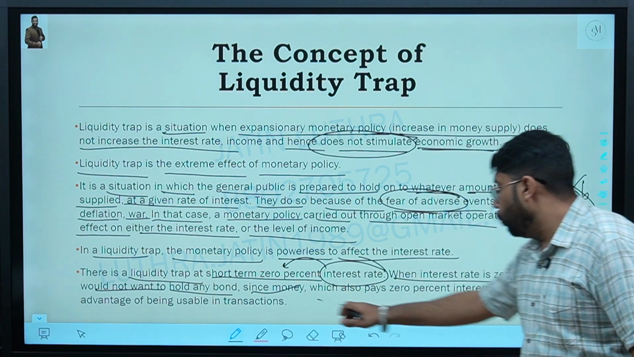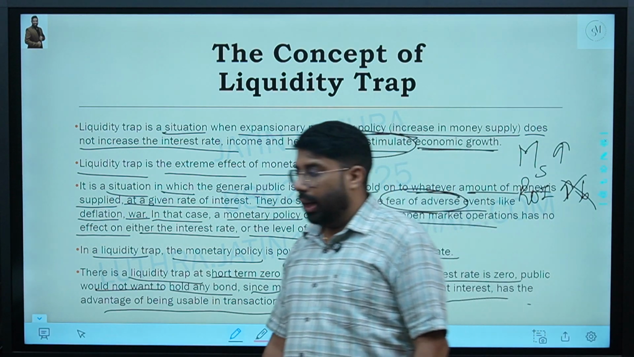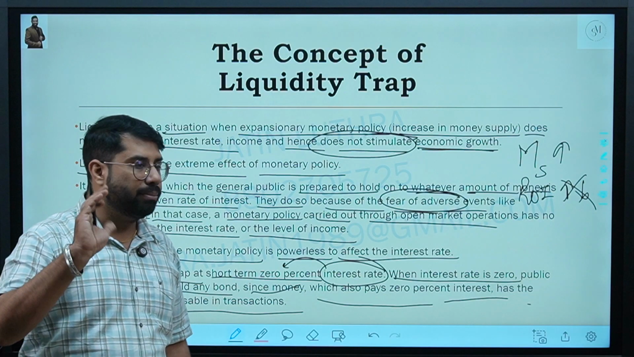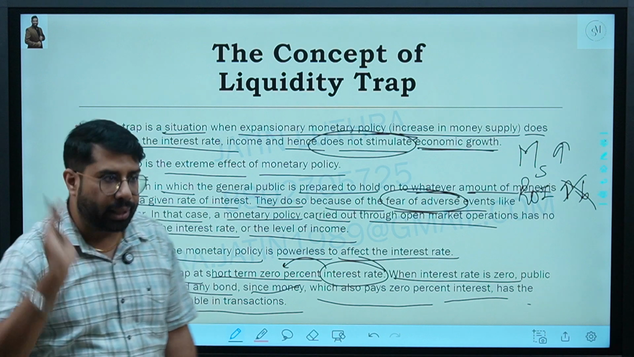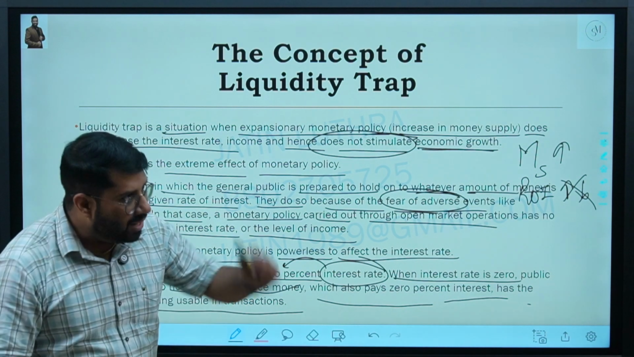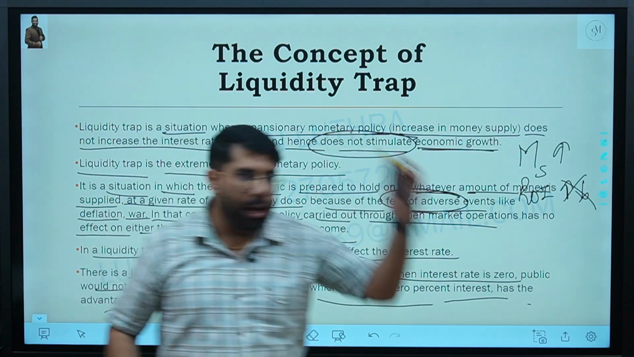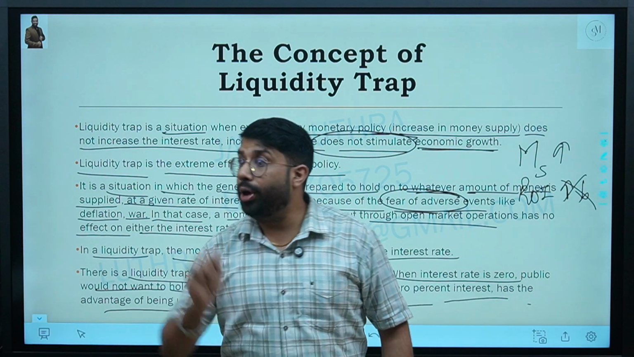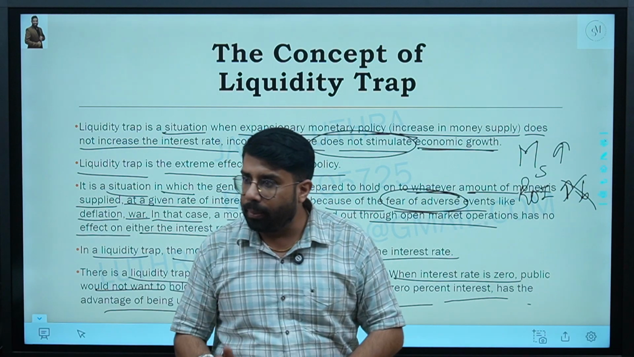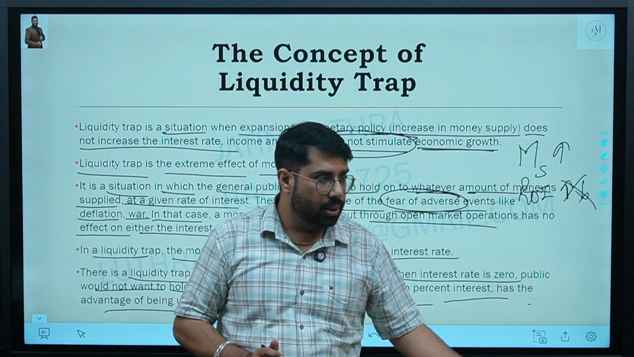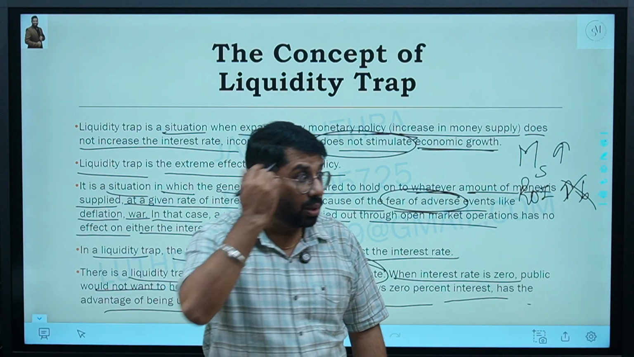Since money, which also pays 0% interest, has the advantage of being usable in transactions. With you also the money will not earn any interest. When you keep money idle with you, it will not earn any interest, I understand. And anyways, in the economy, what is the interest rate? Zero. It means here also no return, here also no return. But for you, where will you feel safe? Your money, zero interest with you, or your money, zero interest with someone else? Your money with you, 0%. Yes or no?